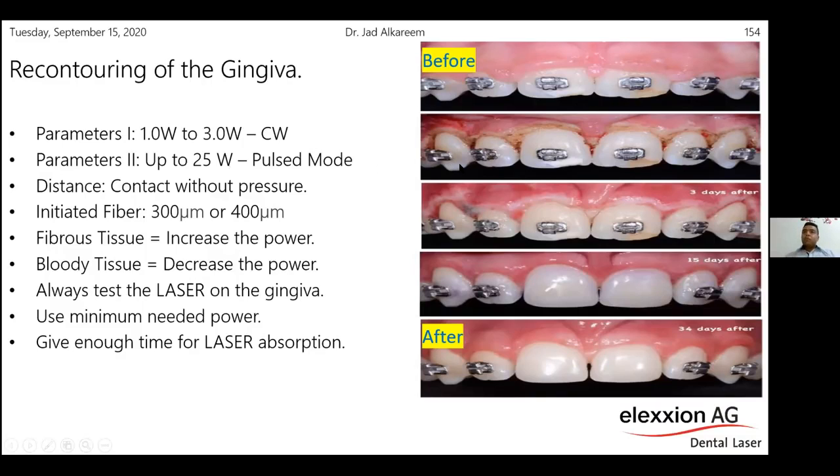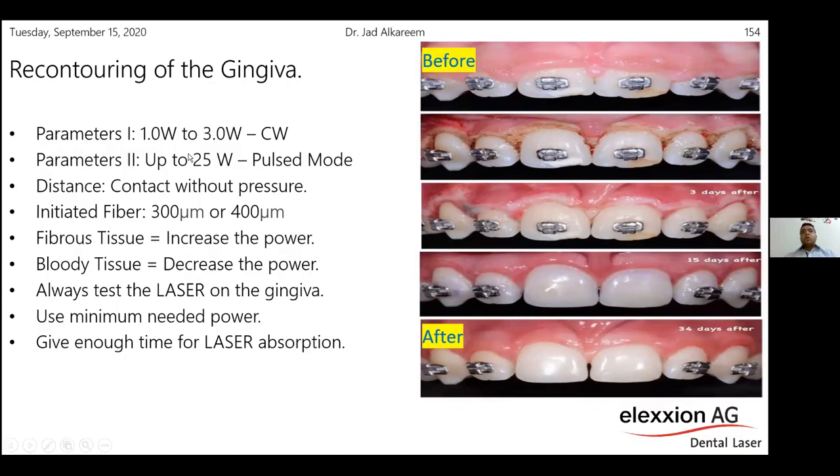So try to work parallel to the gingiva, in a horizontal movement, and also move to follow the shape of the gingiva. So don't work randomly from left to right, but try to draw the lines of the gingiva by following them.